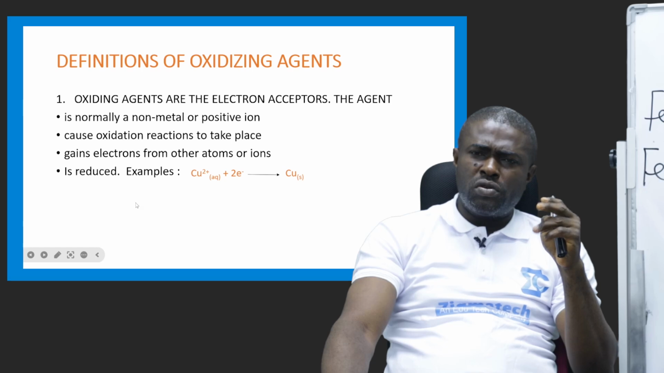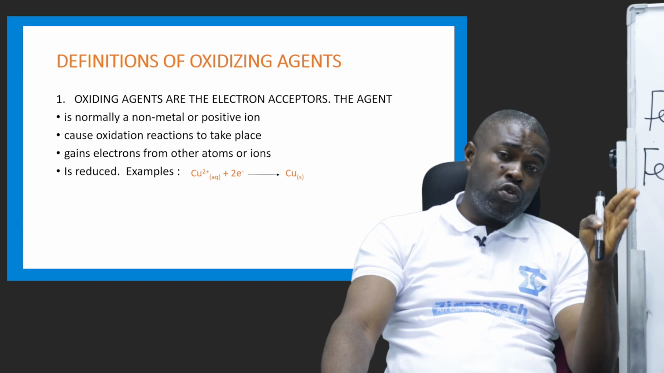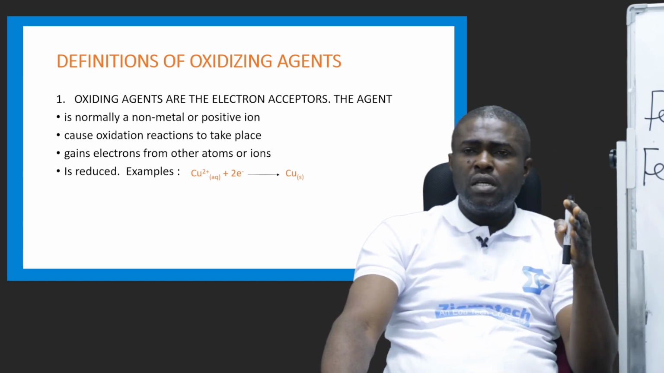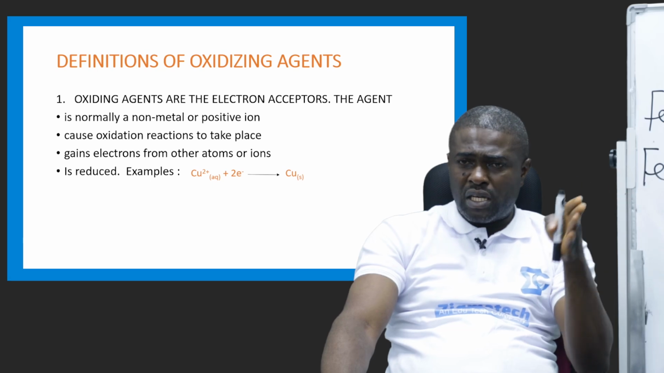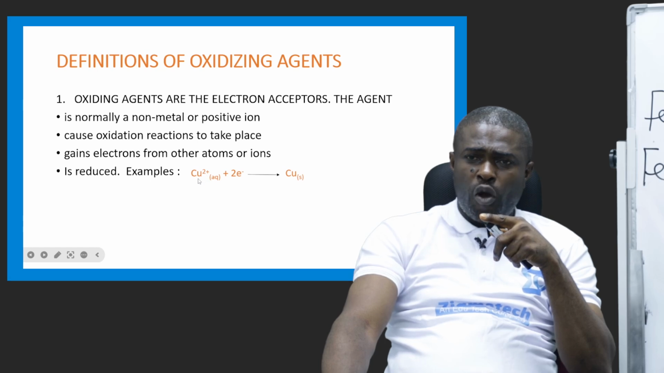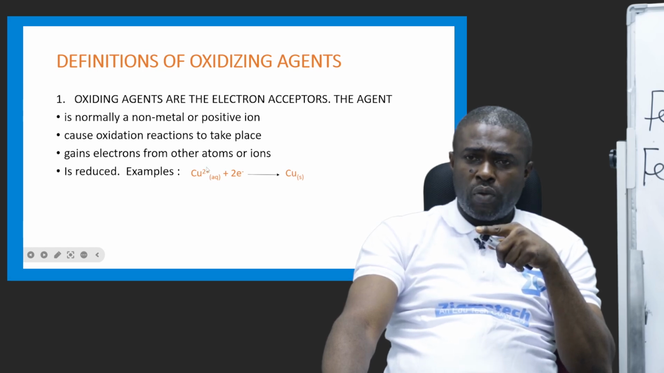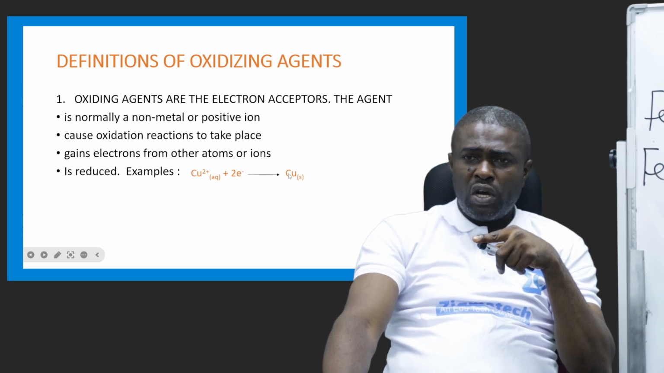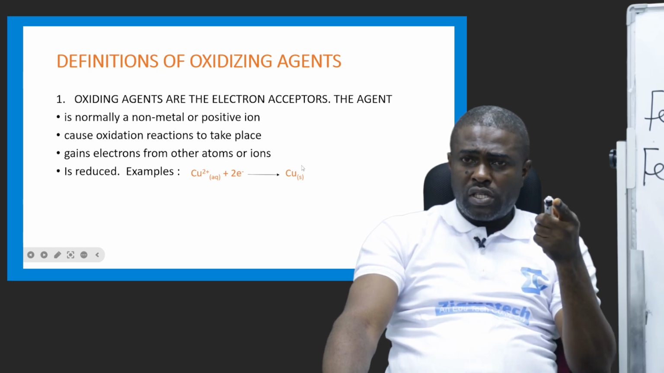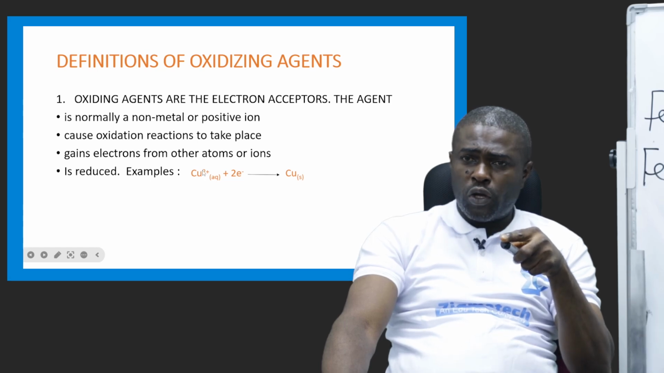What do we mean by reduced? Reduced in the sense that as you move from left to right, you notice that that particular element's oxidation number will decrease. Look at the good example I have here. I have copper 2 here, and moving to my right-hand side, what do I have? Copper. What is the oxidation number of copper 2? Plus 2. Now, moving to my right-hand side, what is the oxidation number of a neutral atom here? 0. Can you see that? That means the oxidation number of copper actually decreased or reduced from plus 2 to 0.